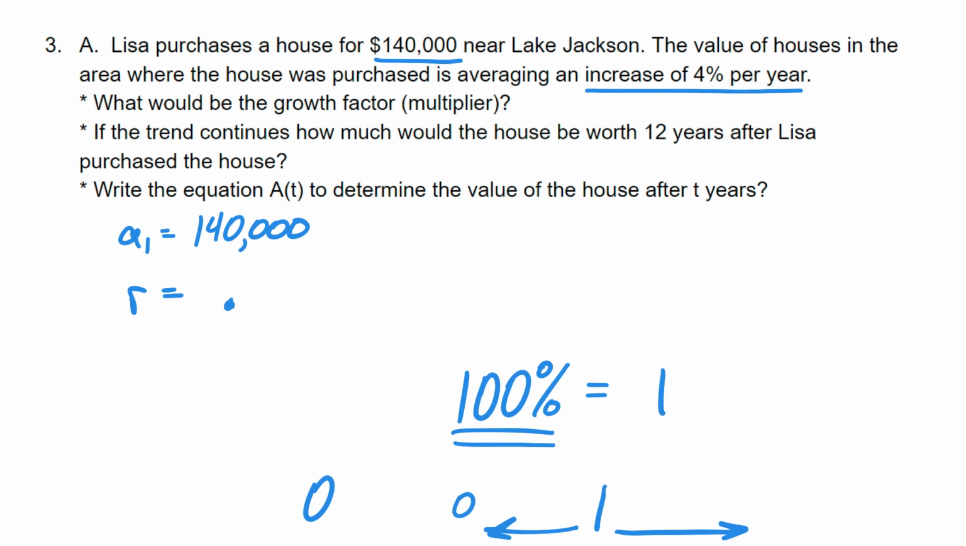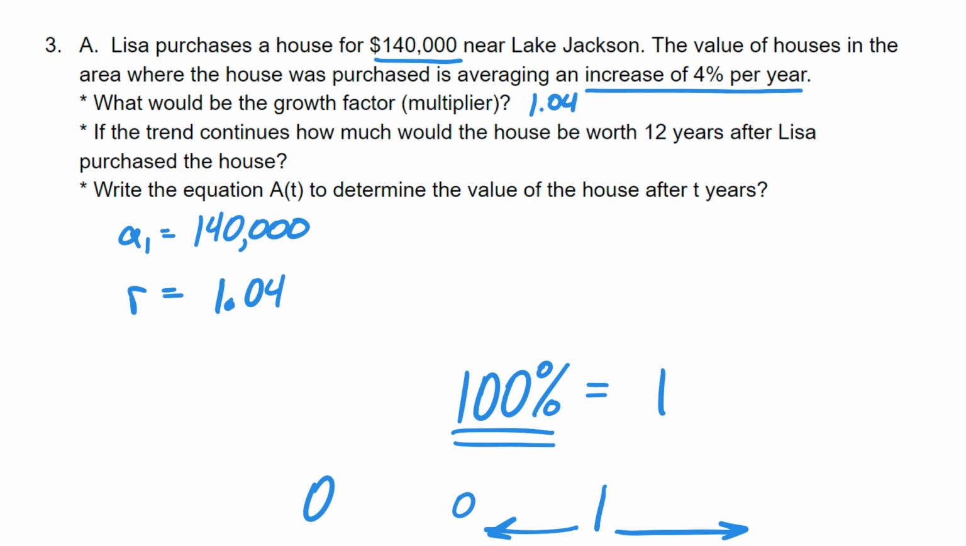4% is 0.04. Lisa doesn't want 4% of her house value. She wants 104%. So our rate is 1.04, because she has increased. Increased from what? Increased from 100. All right, so that we've actually answered our first question. What would be the growth factor, the multiplier? Our growth factor would be 1.04.